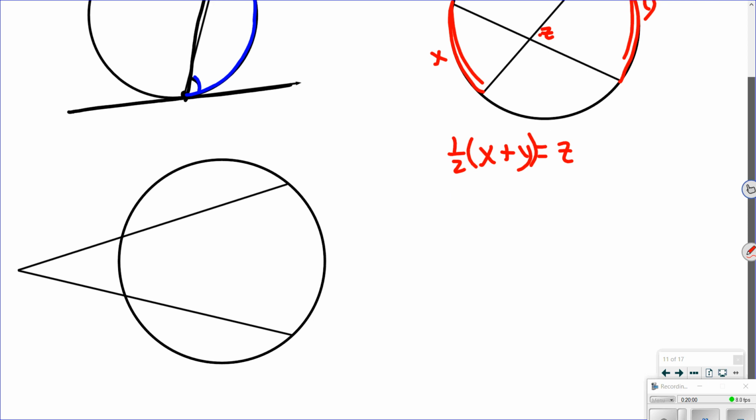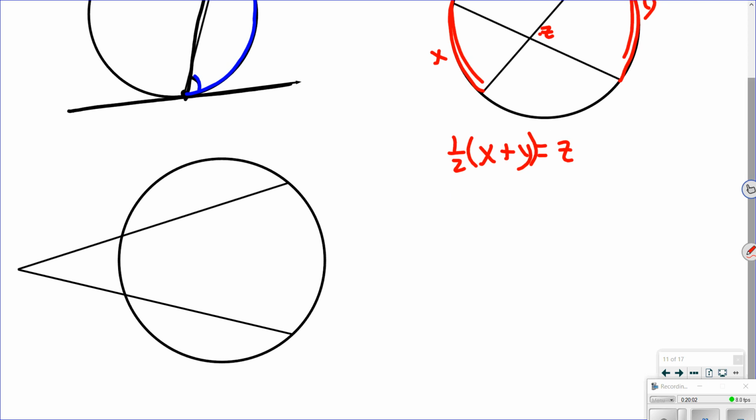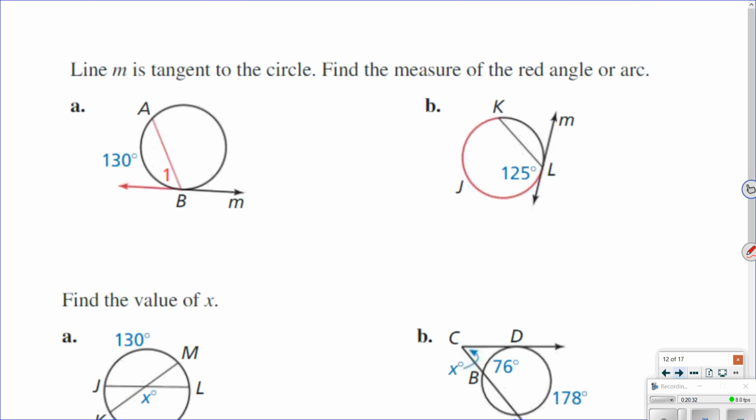If the two lines cross on the outside, instead of adding the arcs, you subtract the arcs. So we'll call this arc X, we'll call this arc Y, and this arc Z. So if the angle's on the outside, we take the big arc X, instead of adding, we subtract the little arc Y. You take half of that, or divide it by 2, and that has to equal the angle. So if they cross on the inside, you add them and divide by 2. If they cross on the outside, you subtract them and divide by 2.